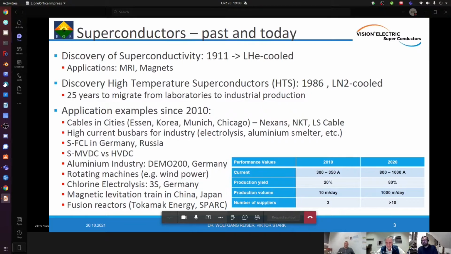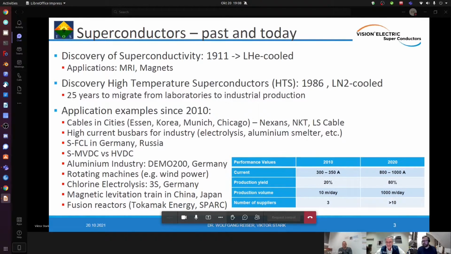So I think that superconductors, although it is quite new to many people, it is a technology where many companies in the industry slowly realize the really huge potential. So superconductors, and this is something also not everybody knows, are already used for a long time in MRIs and in magnets.